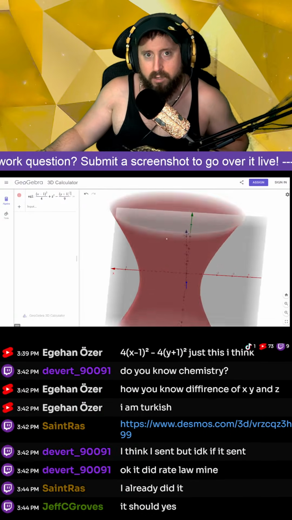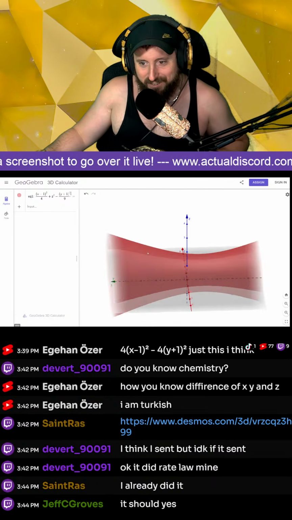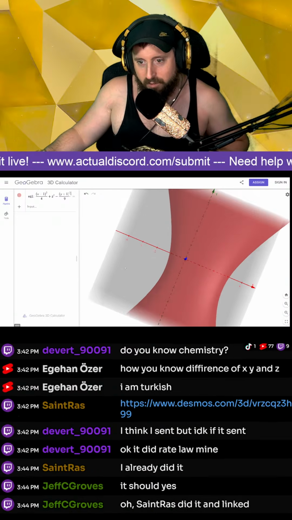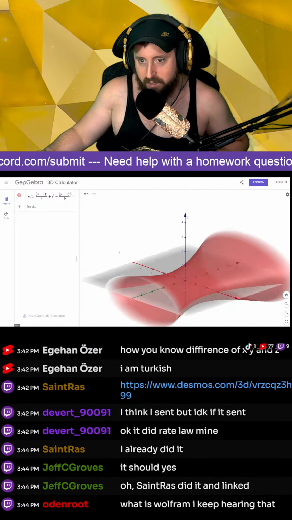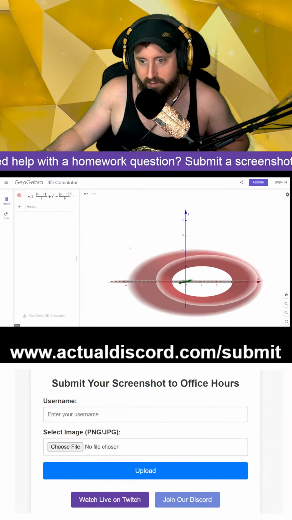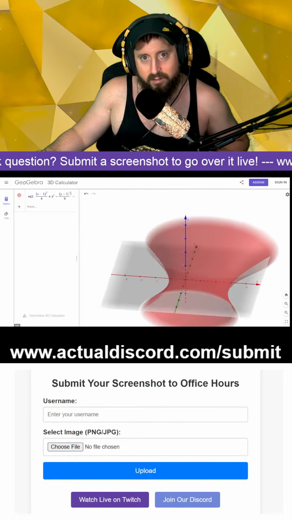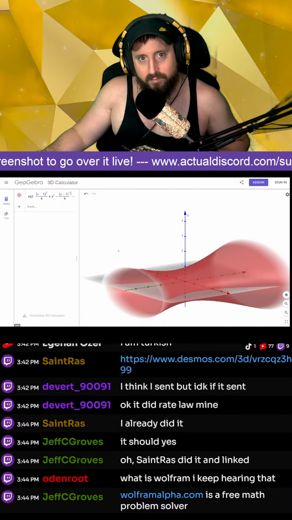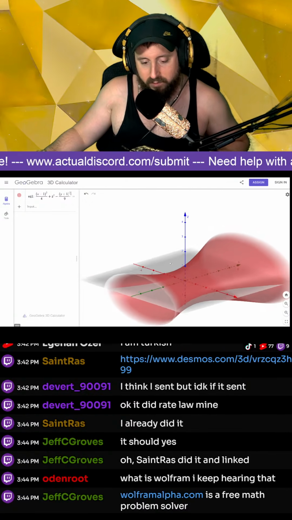Cool. Oh, sick. Yeah, it did it. Yo, look at this. That's really cool. Okay, so this is kind of what we drew, right? So yeah, look, it's a hyperbola in the xy plane. It's a hyperbola in the yz plane, and then it's an ellipse in the xz plane. Nice, very cool. Yeah, what is Wolfram? Wolfram's the OG ChatGPT for math, basically.